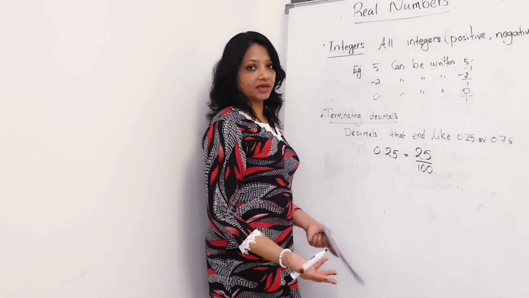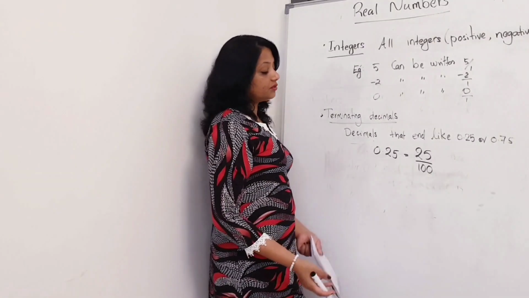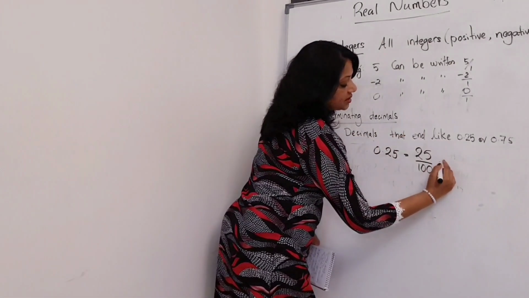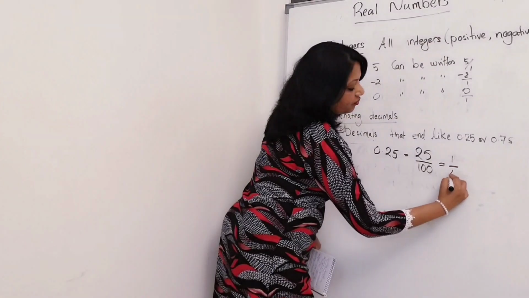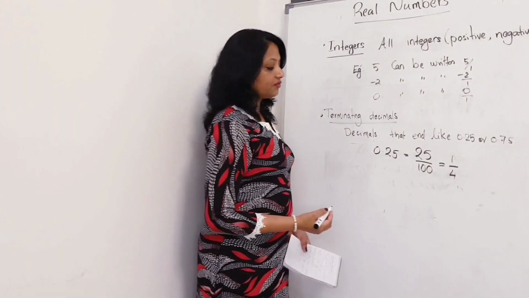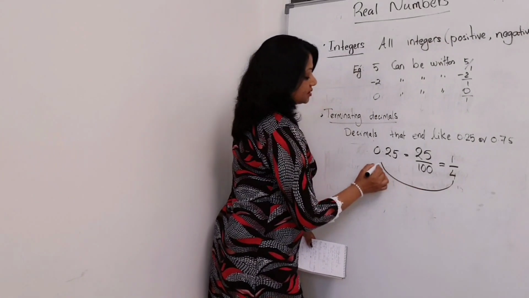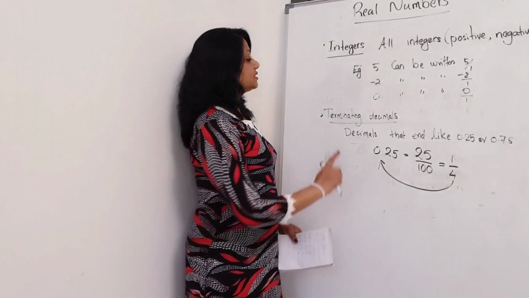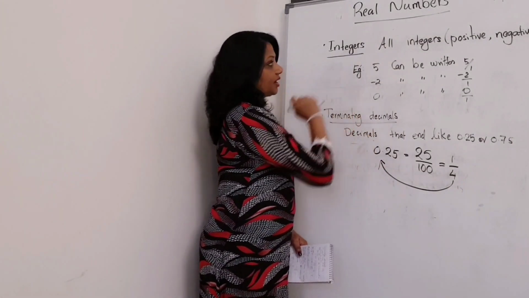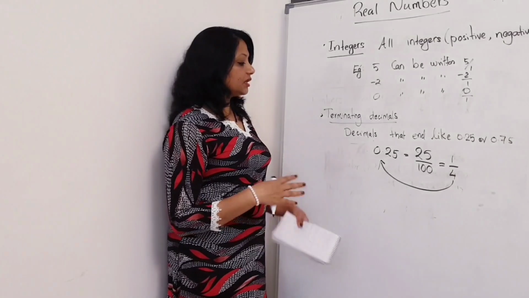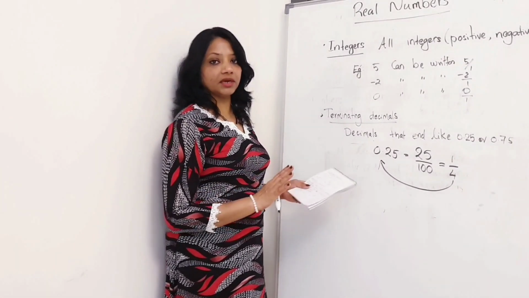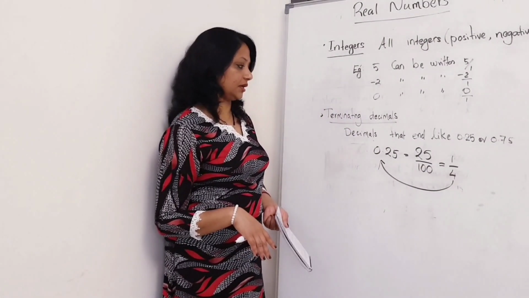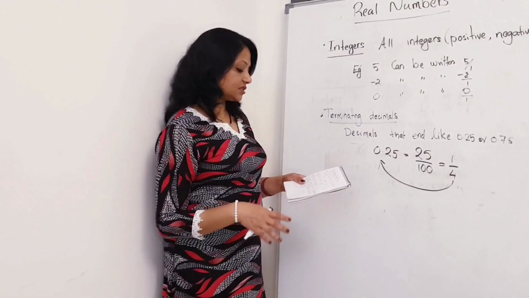You already learned in lower classes how to convert a decimal to a fraction. So 25 by 100 can be written as 1 by 4, and 1 by 4 is 0.25. It terminates, so we say 0.25 is a rational number. You can check more numbers, then you will understand which decimals are rational numbers. I'm going to show you the next one.